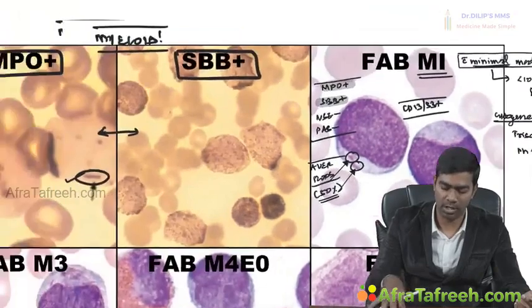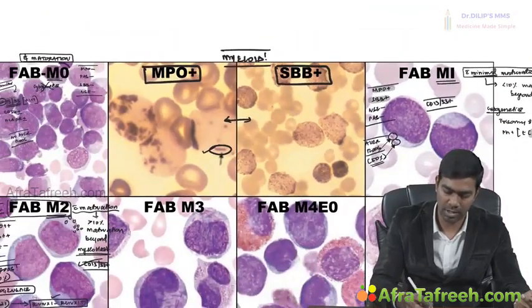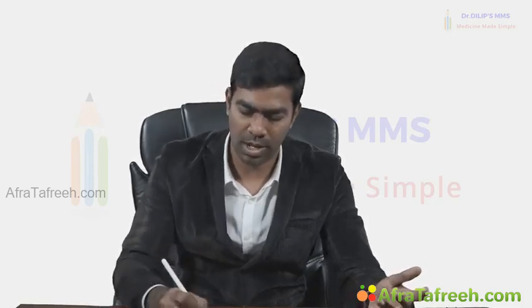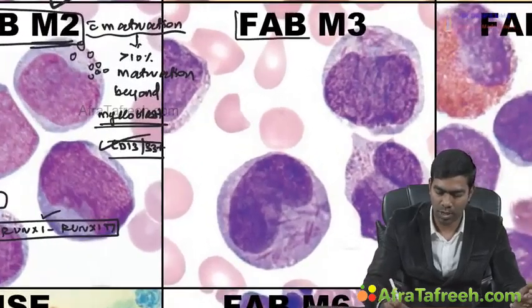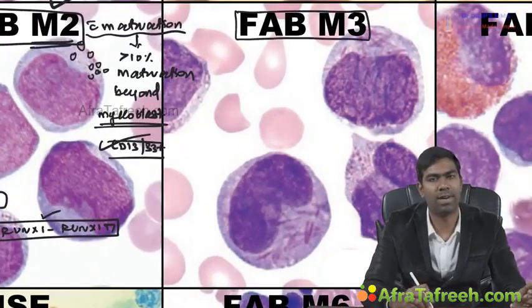So let us put in a nutshell how we differentiate between this M0 and M1. We're going to differentiate based on the CD markers only. How to differentiate between M1 versus M2, it's all about how many blasts are having maturation. Less than 10% maturation beyond myeloblast, it's going towards M1, and more than 10% maturation beyond myeloblast, it's going to be M2. And let us move on to a classic variety that's called FAB-M3.